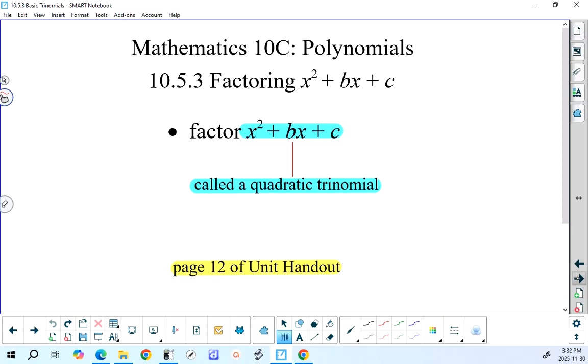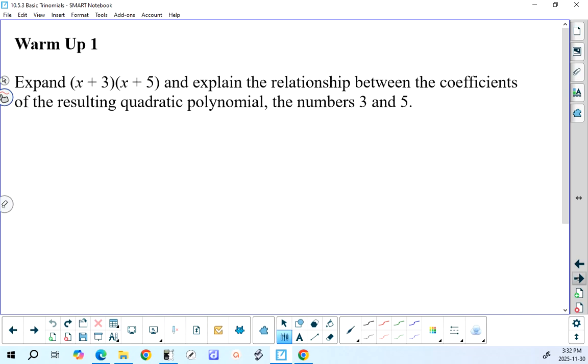It doesn't have to be x. It can be r squared plus br plus c. And all you need to know right now about b and c is that b and c are numbers. This will become clear as we work through some examples, so let's get going here.